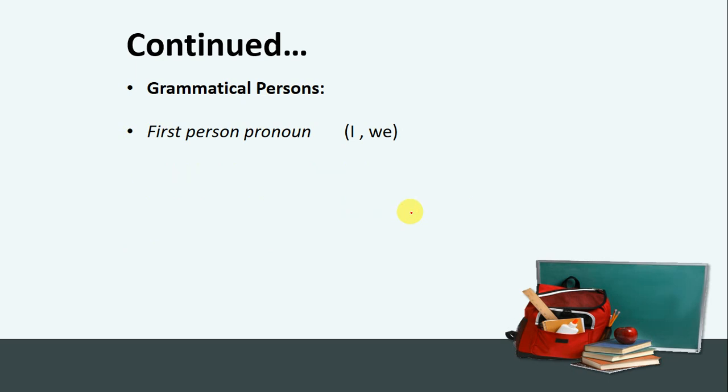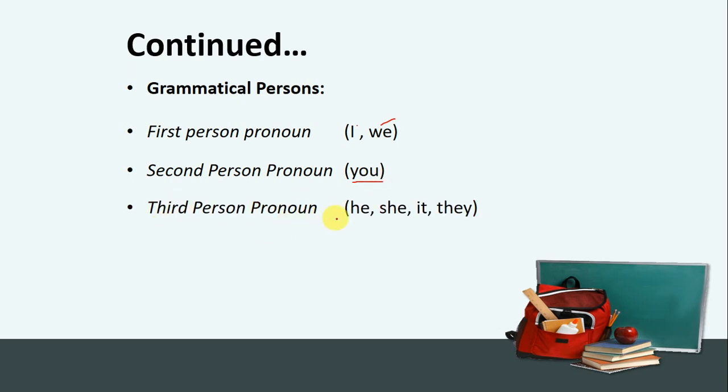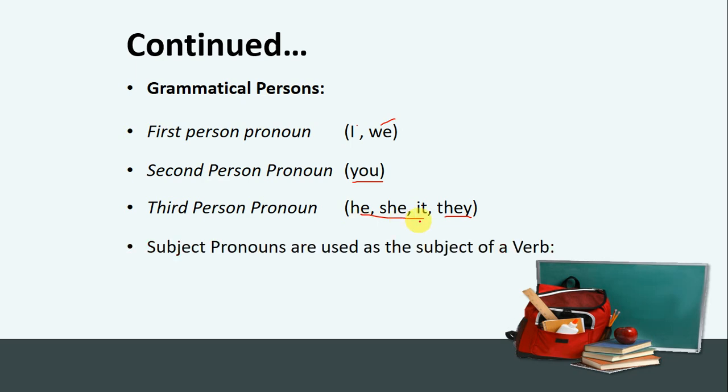First person pronoun: I and we. I is singular, we is plural. Second person pronoun: you can be both singular and plural. Third person pronoun: he, she, it and they. He, she, it are singular and they is plural. First person pronoun, I, we. Second person pronoun, you. Third person pronoun, he, she, it or they. Right? Subject pronouns are used as a subject of a sentence.